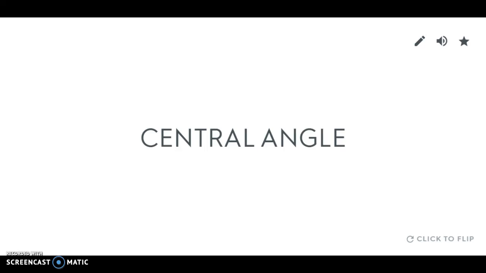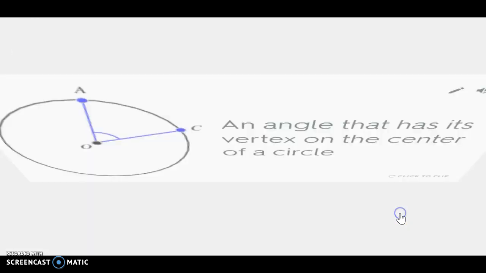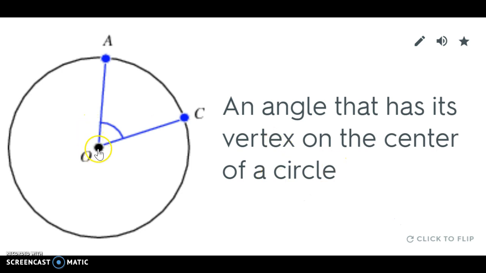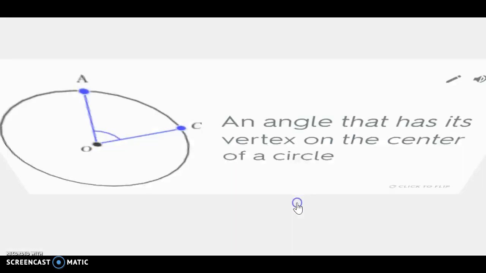Okay, so this is the vocabulary for section 10.2. So the first word we have is a central angle. And the key thing to remember about central is center. And so it's an angle that's in the center. So the vertex of the angle is on the center of the circle. So this angle right here is a central angle.